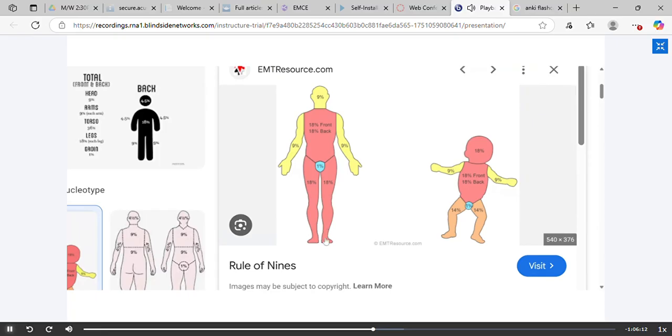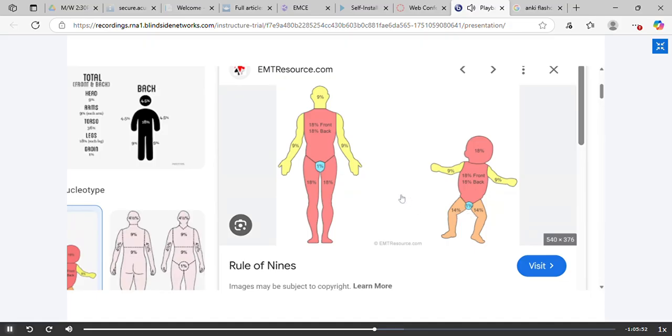The legs on an adult, the whole leg is 18%. The whole left leg is 18%. The whole right leg is 18%. But on a child, those legs are proportionately smaller. So they're normally like 13.5 up to 14% per leg. And then the groin is 1%.